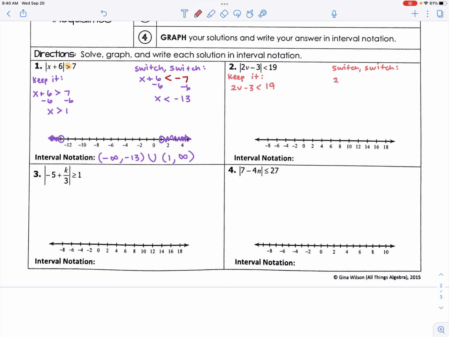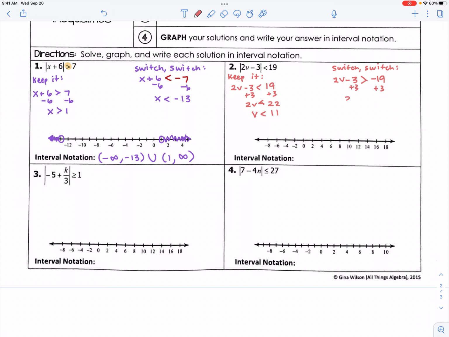So we write in our inequality, what's inside the absolute value, and then we're going to switch that less than to a greater than and switch that 19 to a negative 19. And now we just solve. Add 3 to both sides. We get 2v is less than 22. Divide both sides by 2. We get v is less than 11.